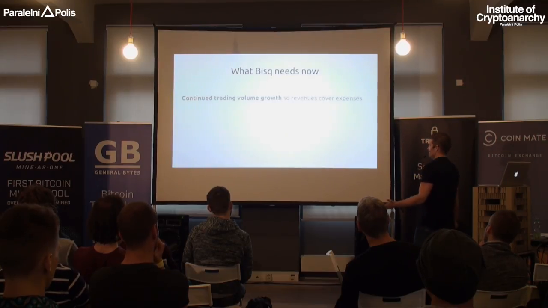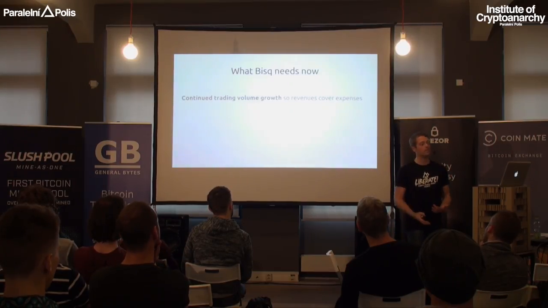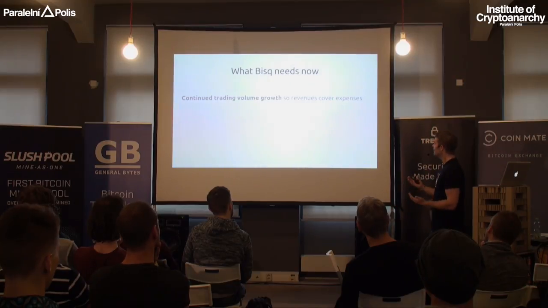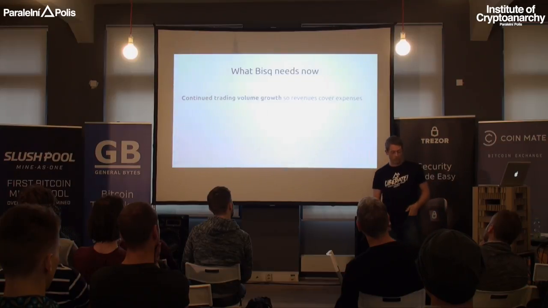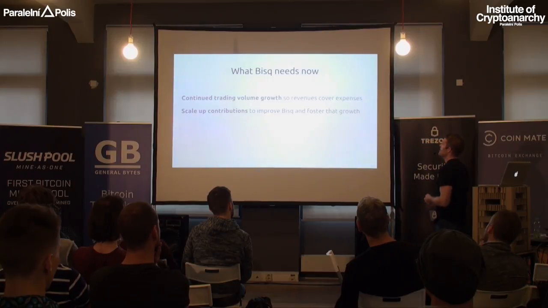What do we need now, then? Well, what's needed is A, continued trading volume growth. That trend line actually needs to continue so that eventually revenues can cover expenses. Doesn't work if certain individuals have to reach into their pockets to keep the thing alive. That's essentially a centralization risk.